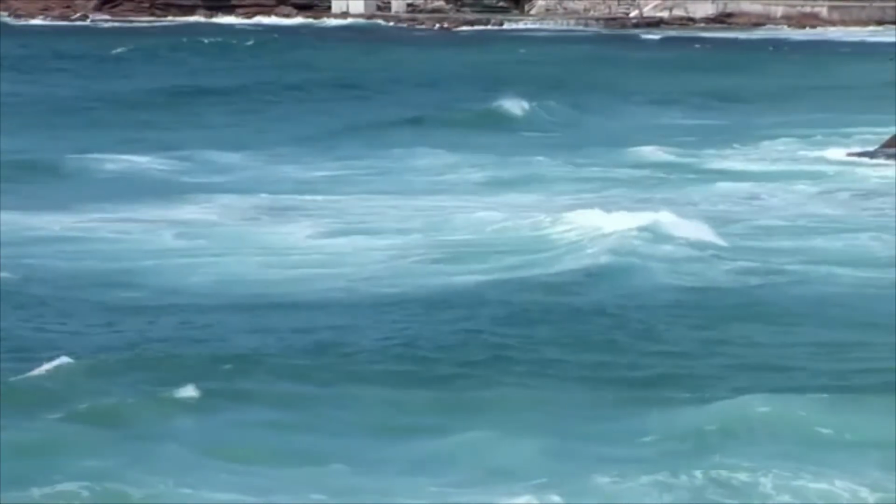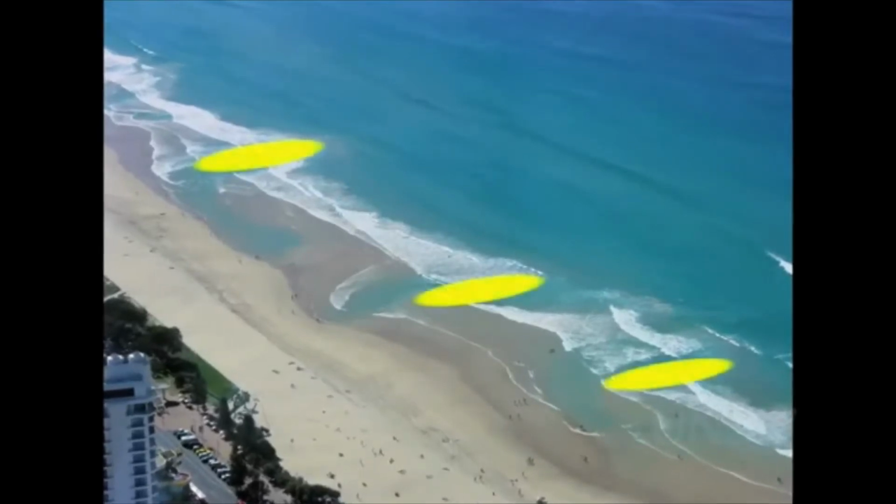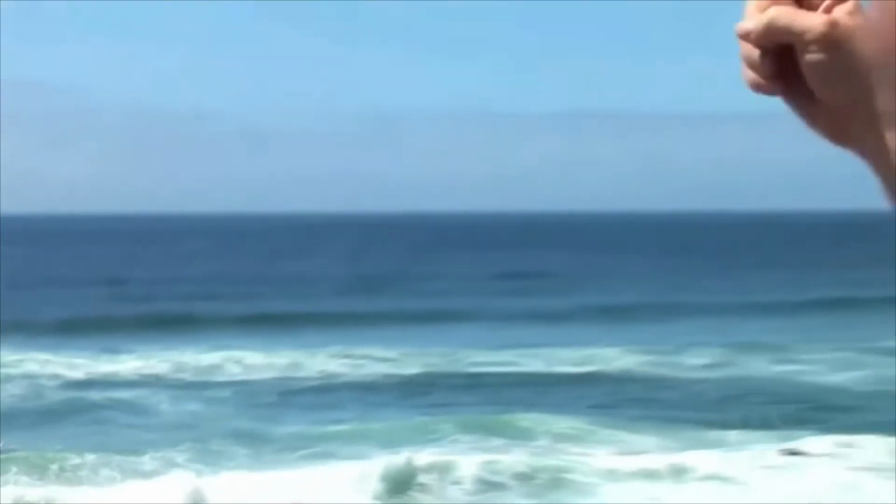Not all rips are the same. The most common type is what we call a fixed rip. And fixed rips are stuck between sandbars and they might stay in the same place for days, weeks, and even months. Well, we've just had an example of a flash rip where all of a sudden the rip has pulsed out.